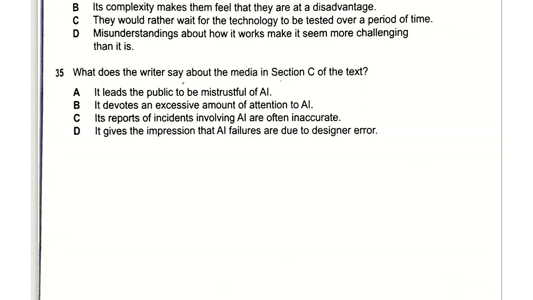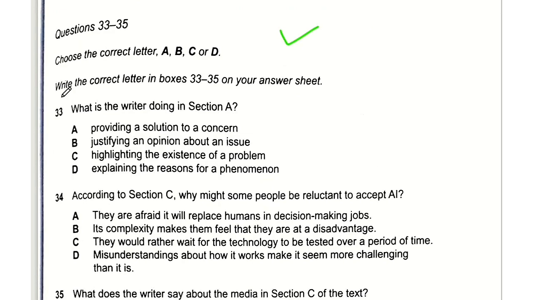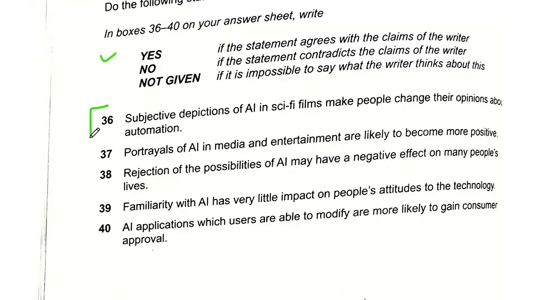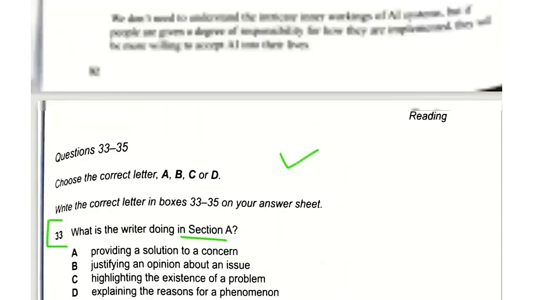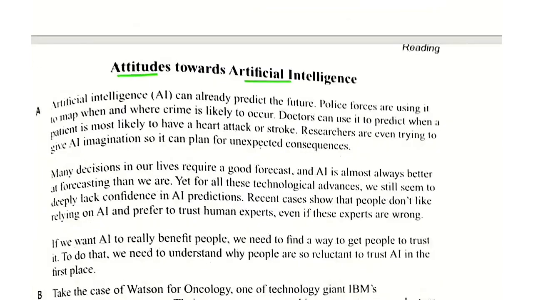So first, we'll be reading the questions. We'll be reading the first question of the MCQ. What is the writer doing in section A? In yes, no, not given, the first question is: subjective depictions of AI in sci-fi films make people change their opinion about automation. So we have read the question. Now we're reading the first paragraph.